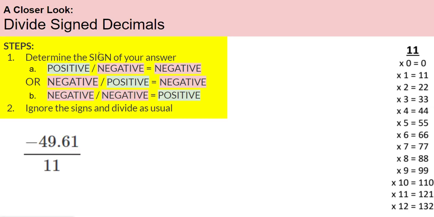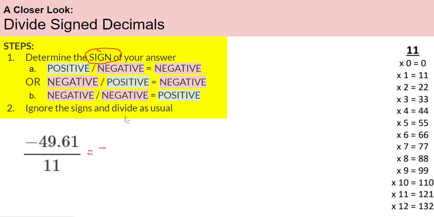First thing, what is the sign going to be? Positive divided by a negative is negative, same as a negative divided by a positive is negative, or a negative divided by a negative is positive. So what is our sign? I have one negative, one positive. Negative divided by a positive, my answer is going to be negative. I'm just going to put the negative symbol there.